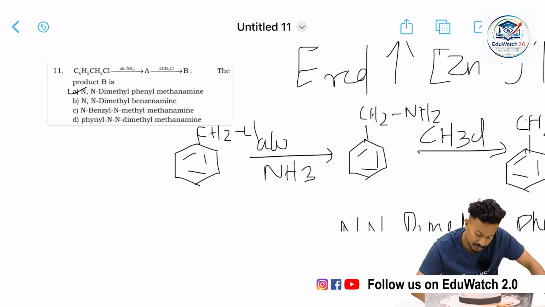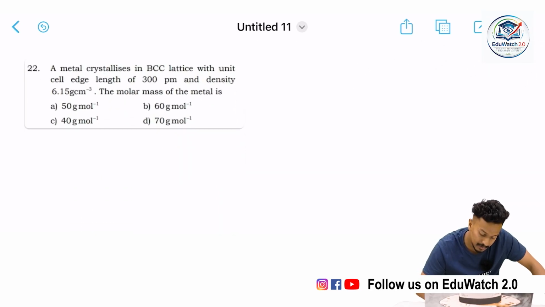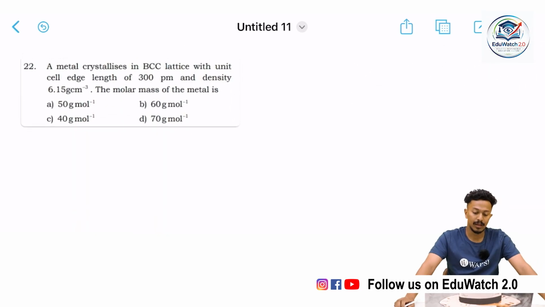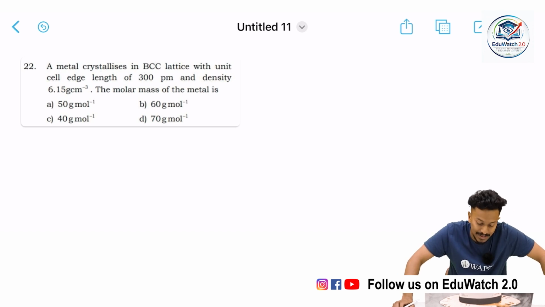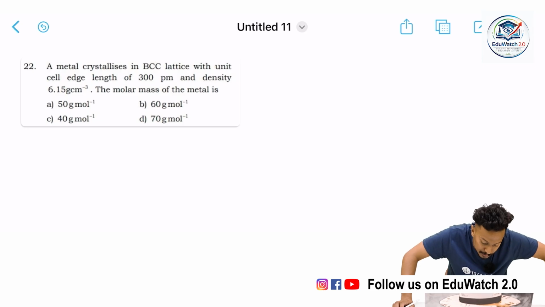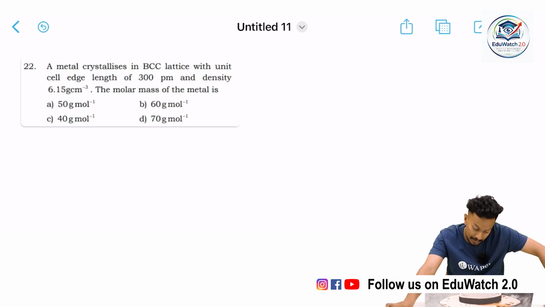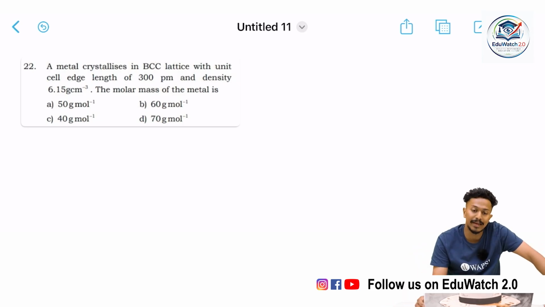We will move on to our next question, question number 22. A metal crystallizes in a BCC lattice with a unit cell edge length of 300 picometer and a density of 6.15 gram per centimeter cube. Find the molar mass of the metal.